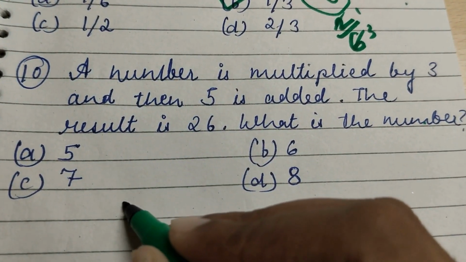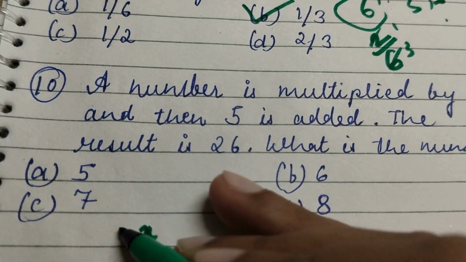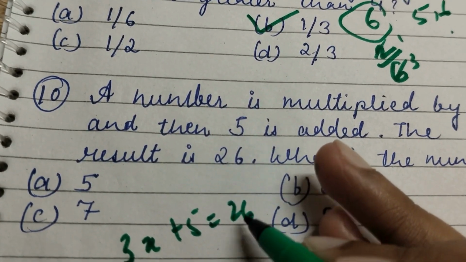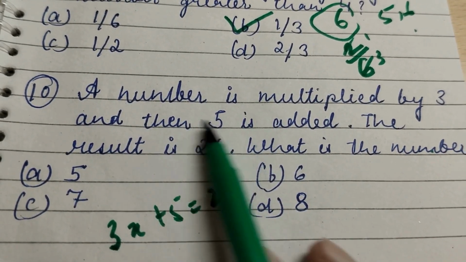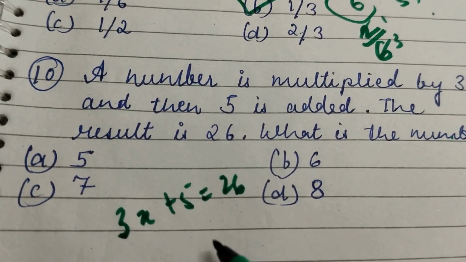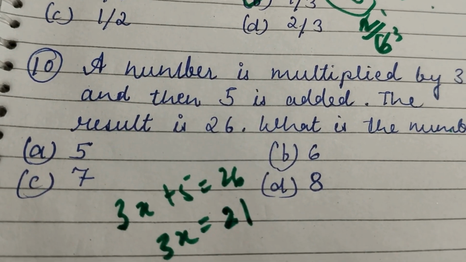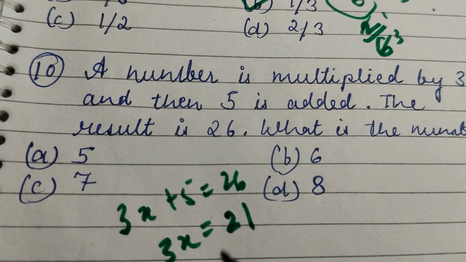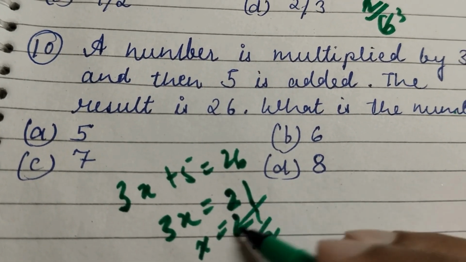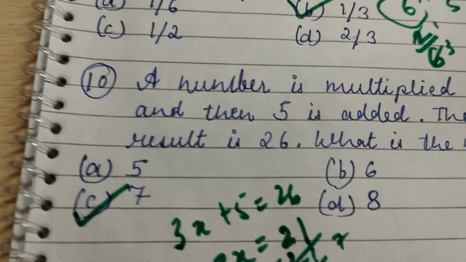Okay, so we can take the number as x. So we can do what? 3x plus 5 is equal to 26, because this is what the equation is saying. So by solving this equation, we get 3x is equal to 21, because we subtracted 5. So x is equal to 21 by 3. That is 7. So 7 is the right answer.